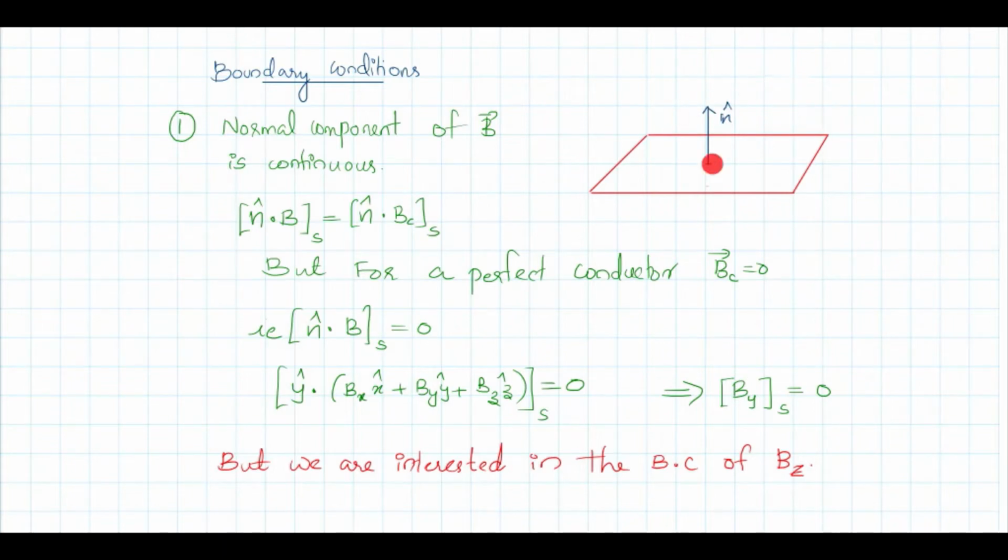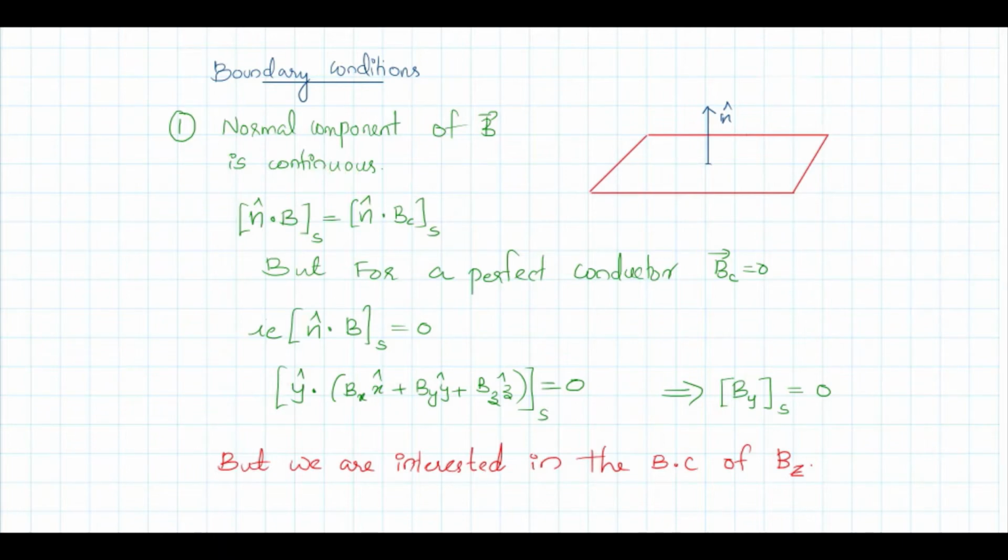So n cap is a unit vector directing from the conductor to the dielectric medium. When you apply the boundary condition at this interface, between conductor and dielectric, you can write n cap dot B. N cap dot B will give you the normal component, the component perpendicular to the interface. N cap is a unit vector perpendicular to the interface. So if you take the dot product with the magnetic field, you will get the magnetic field along the direction of n cap. So n cap dot B is the normal component of B.